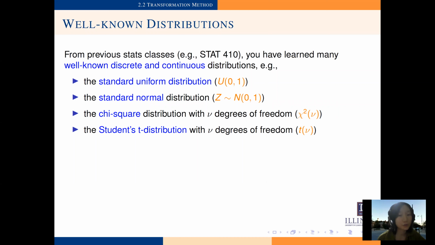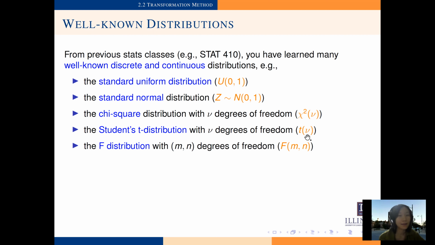The student t distribution can be really helpful for doing t-tests. A t distribution with nu degrees of freedom can be denoted by t of nu. The F distribution can be useful for doing ANOVA tests. An F distribution with m and n degrees of freedom can be denoted by F of m and n. The exponential distribution, which we've seen last time in an example, with rate lambda, can be denoted by exponential of lambda.